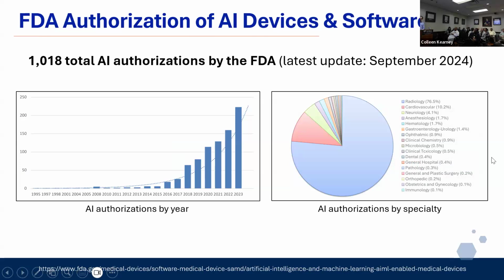When I gave my talk last year, I forgot what the number was, but it was much lower than it is now in terms of the total AI authorizations by the FDA. So we're up to over 1,000. We crossed the 1,000 mark. You can see here that it's an exponential curve, so it's rapidly accelerating in terms of real world AI. This isn't just research that you write a paper and throw away, but this is actually happening. This is becoming real. You can see by specialty, the vast majority is still radiology, and cardiology is next, and you kind of go down from there.